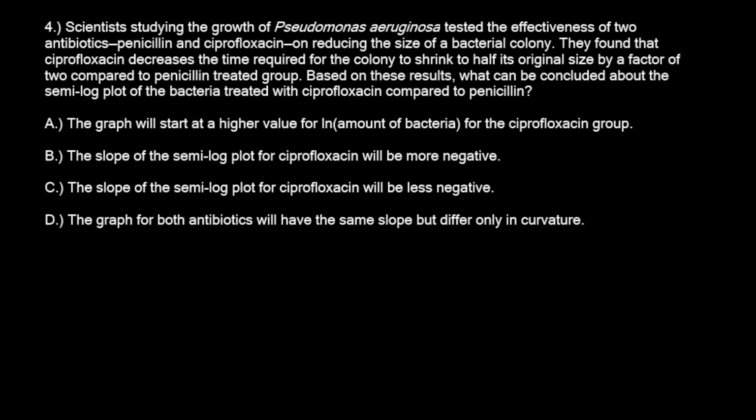Answer choice A says the graph will start at a higher value for the ln amount of bacteria for the ciprofloxacin group. Answer choice B says the slope of the semi-log plot for ciprofloxacin will be more negative. Answer choice C says the slope of the semi-log plot for ciprofloxacin will be less negative. And answer choice D says the graph for both antibiotics will have the same slope but differ only in curvature. Which one do you think is the correct answer? Come up with your reasoning and then let's go over the solutions together.